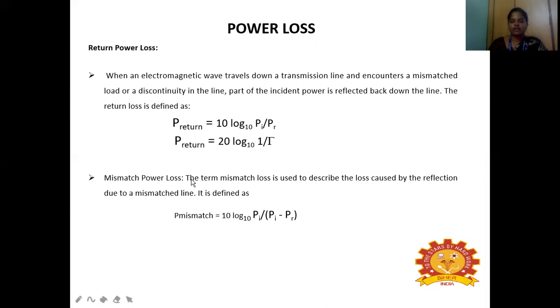Mismatch power loss is used to describe the loss which is caused by the reflection due to a mismatched line. That is, P mismatch is equal to 10 log 10 of Pi divided by (Pi minus PR).